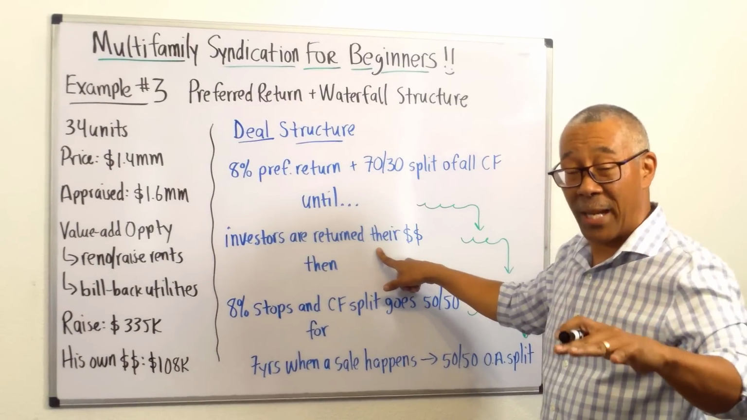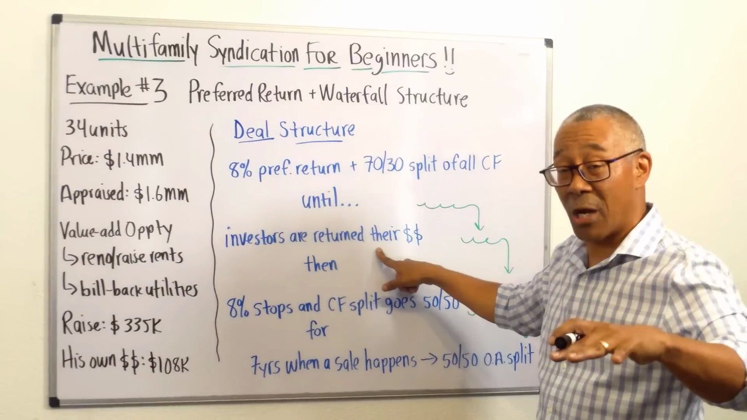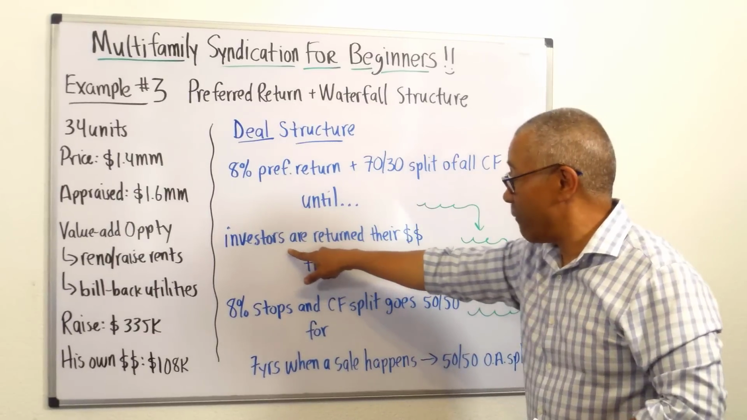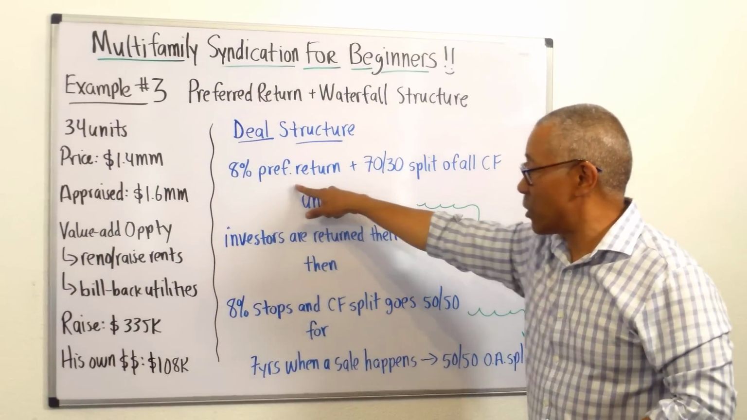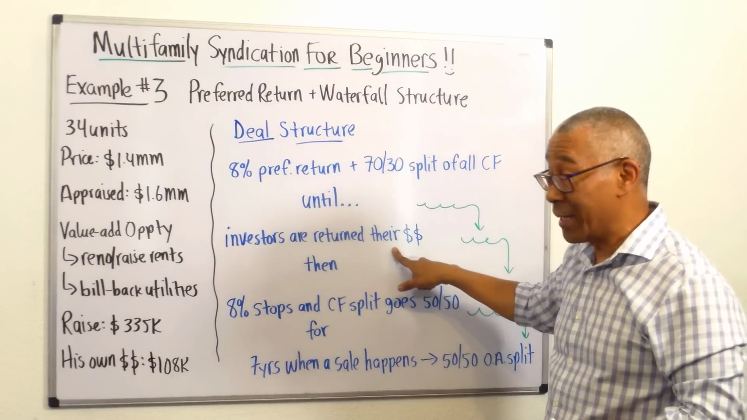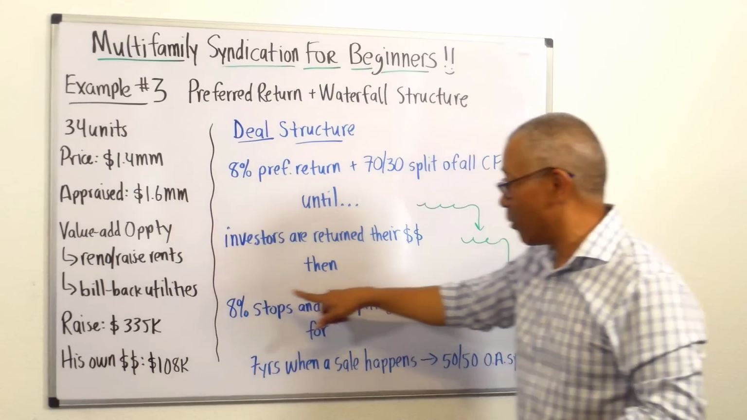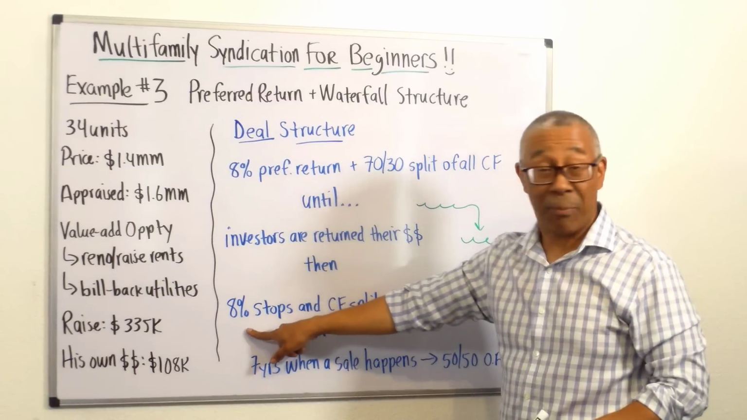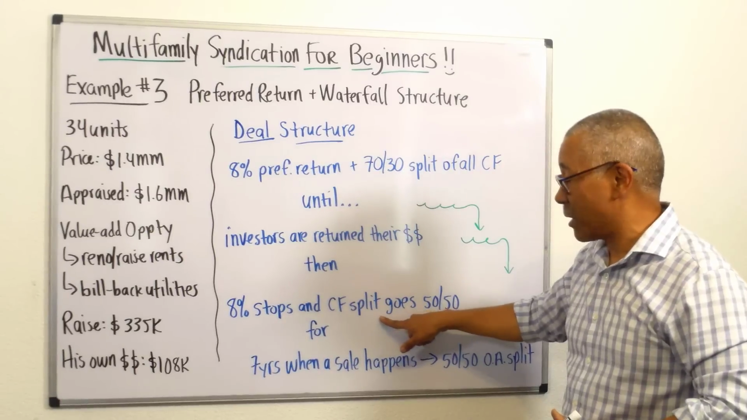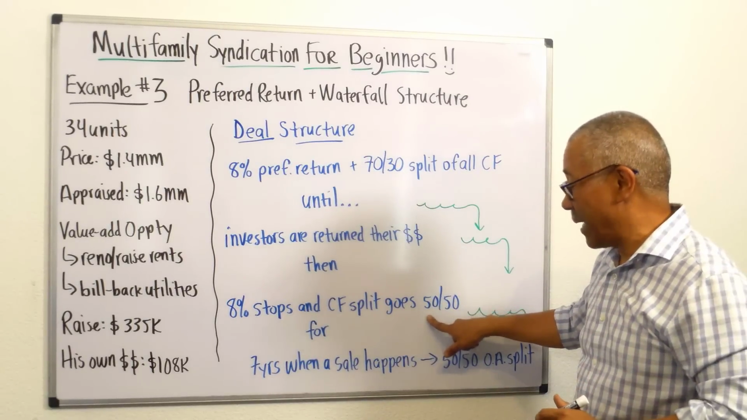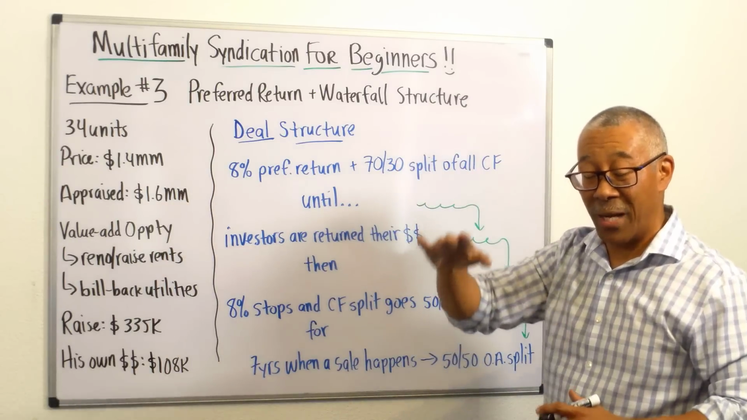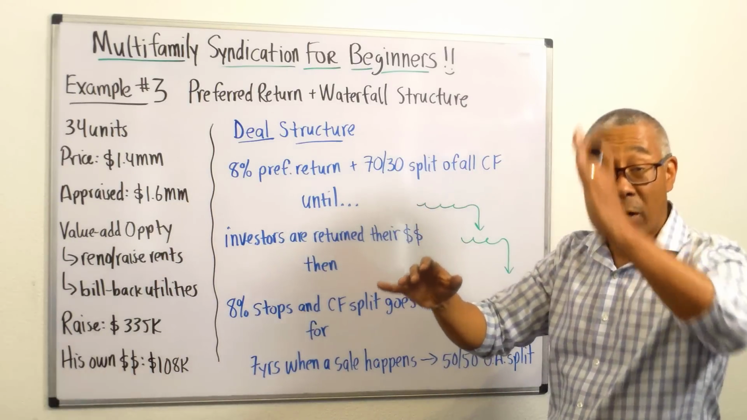So our student plans in 3 to 4 years to do a cash out refi and return the investor money to them. Okay, so he's getting this return structure until the investors are returned their money. The entire 335 will be returned, and then the 8% stops. So you stop paying the 8% return, and the cash flow split of all the cash flow now goes to 50-50. Okay, so there's a pool of money that gets distributed. It's like a waterfall.